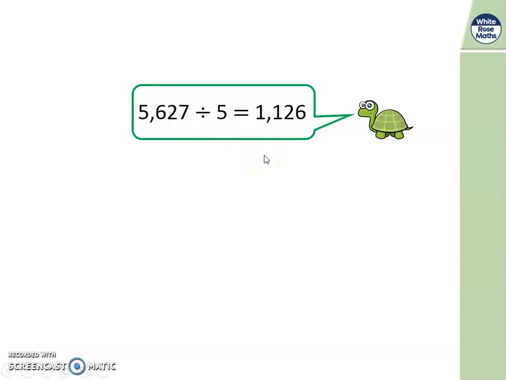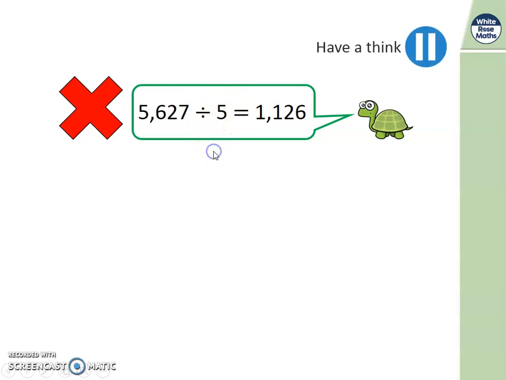Tiny Turtle says that 5,627 divided by 5 is 1,126 with no remainders. Is he correct? He's not correct. But why? Think about what you know about your 5 times table.